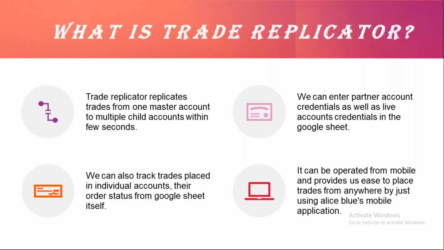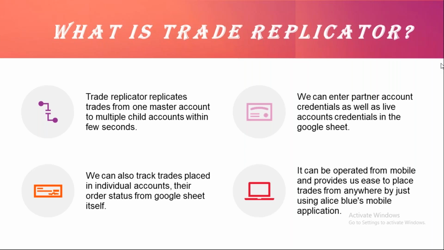It is a utility to reduce your effort while placing trades onto multiple accounts. As it is written here, it copies the trade from one master account to multiple child accounts. The master account can be any account; you can choose your ILS Flow account which you want to keep as the main account, and the other accounts as child accounts. Second, you can enter the partner credentials as well as the live account credentials in the Google Sheet. We have an interface, which is actually a Google Sheet.